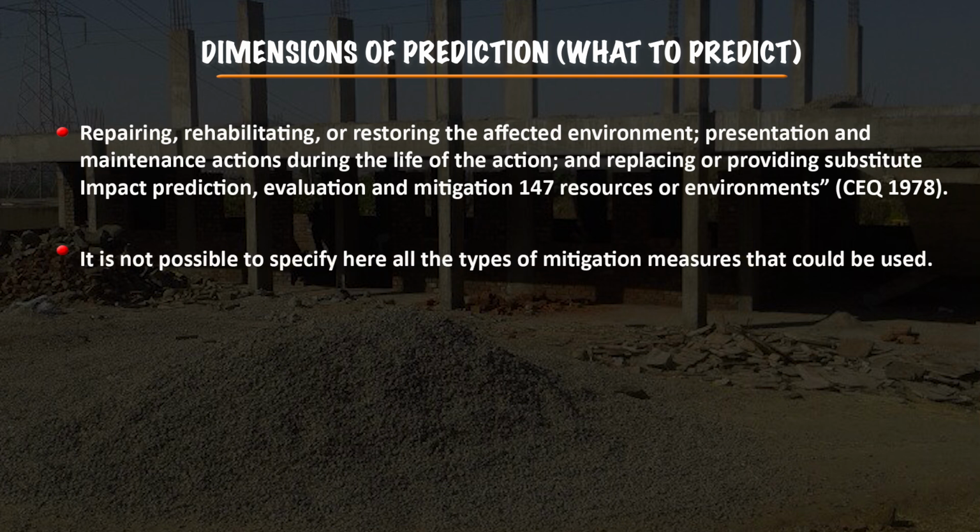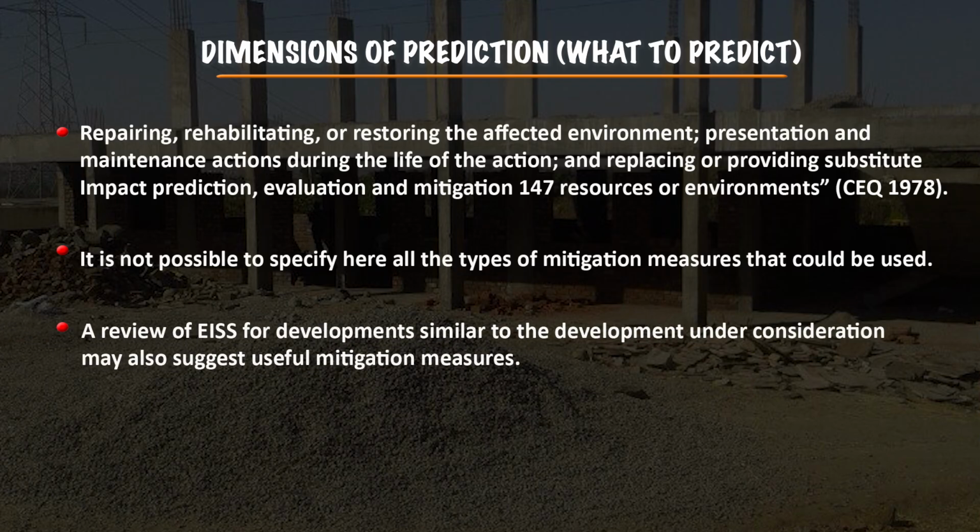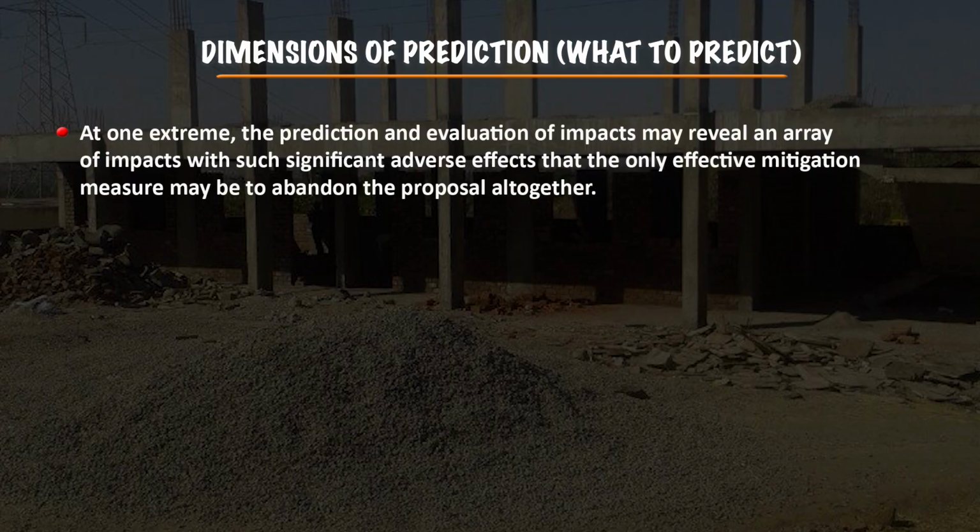It is not possible to specify here all the types of mitigation measures that could be used. A review of EISs for developments similar to the development under consideration can also suggest useful mitigation measures. At one extreme, the prediction and evaluation of impacts may reveal an array of impacts with such significant adverse effects that the only effective mitigation measure may be to abandon the proposals altogether.